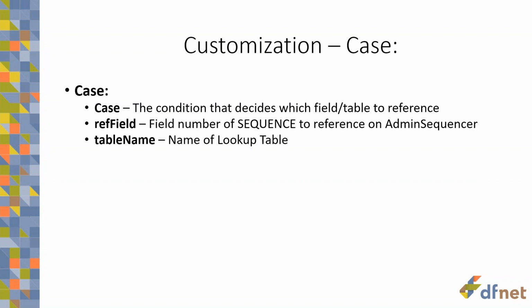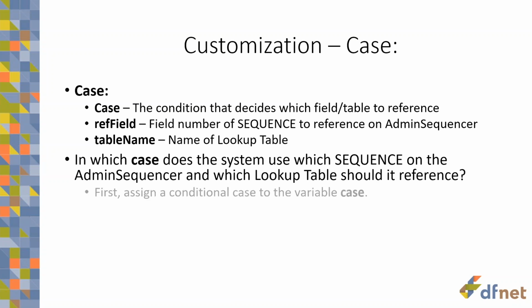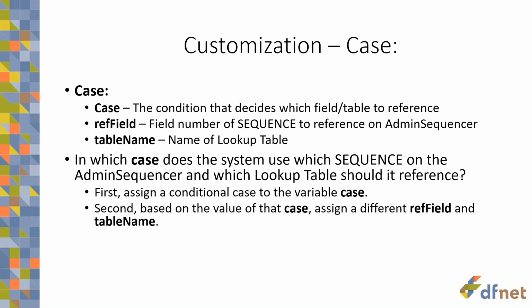The important parts are that you have a case, which is your condition, a reference field, which is a field number that points to the correct sequence value that you're looking at on the admin sequencer. If you're referencing a lookup table that is being tracked by field 9, your ref field would be 9. Then you have the lookup table name, which is just the name of the lookup table to use. The system asks, in which case does the system use which sequence on the admin sequencer, and which lookup table should it reference? First, you assign a condition case to the variable case, and then you look at different reference fields and table names based off of that.